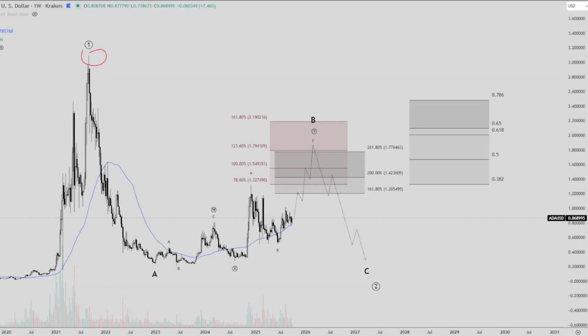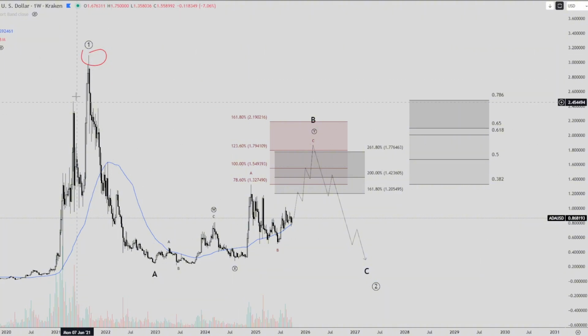So to round things off, we want to also have a look at the bearish scenario, not because it is highly likely, but because we want to keep it in the back of our minds for purposes of risk management. Okay, so let's dive in. We never left the bear market. The 2021 top was the start of the bear market.